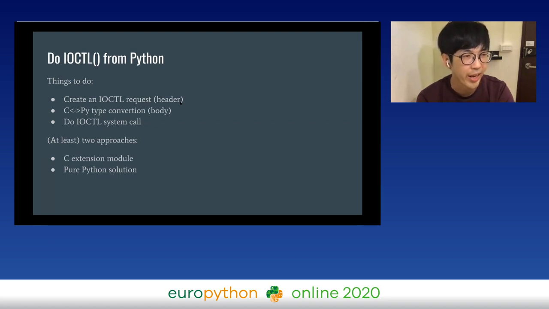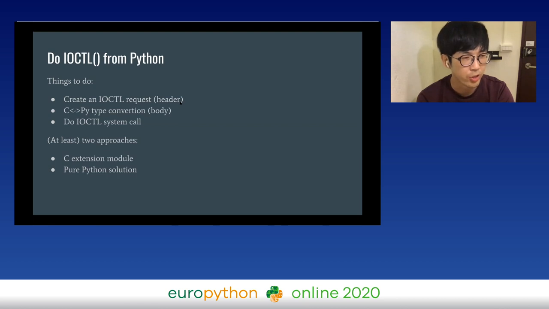The first is to create an IOCTL request. If you forget what it is, a request lets the driver know what you want to do, like a RESTful API header. The second is, since we communicate with drivers and drivers are running C, we have to convert the data types between C and Python. And lastly, we have to manage to access IOCTL in the Python environment. Then we can call it. There are many ways to meet these criteria, and we will see two approaches today.